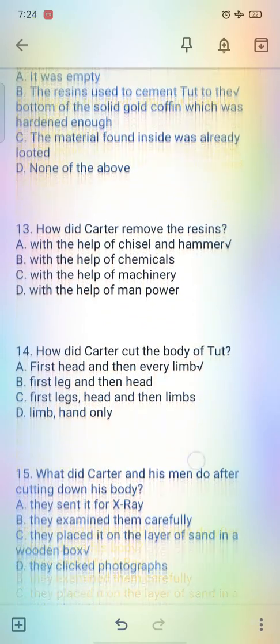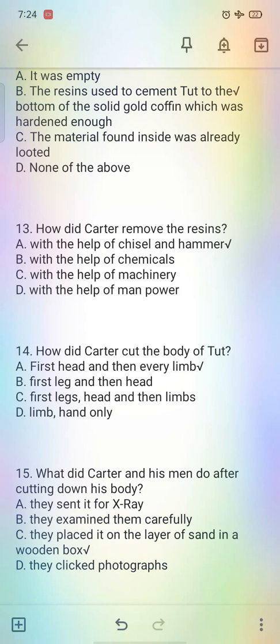Now, the 13th. How did Carter remove the resins? As I have told you, resin is a kind of sticky material which is pasted to harden something. The first option, with the help of chisel and hammer, with the help of chemicals, with the help of machinery, and with the help of manpower. So, they tried to keep the dead body in the sunshine at a temperature of 149 degrees Fahrenheit, but nothing happened. Finally, they broke the dead body with the help of chisel and a hammer. So, as we have read in the chapter, the first option is the correct one.